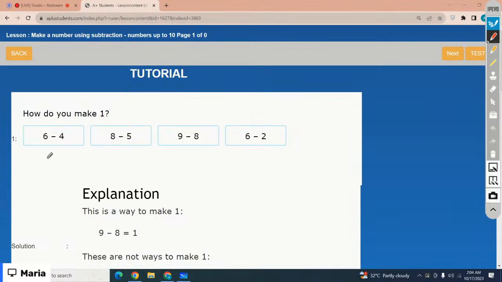So 6 take away 4 makes 2. Then 8 take away 5 makes 3, right? 9 take away 8 makes 1. And 6 take away 2 makes 4. So the only option that makes 1 is 9 take away 8, right? The correct option is 9 take away 8, that makes 1. So there is only one way to make 1, that is 9 take away 8, right? The other ones don't make 1, right? Let's start with the practice questions.